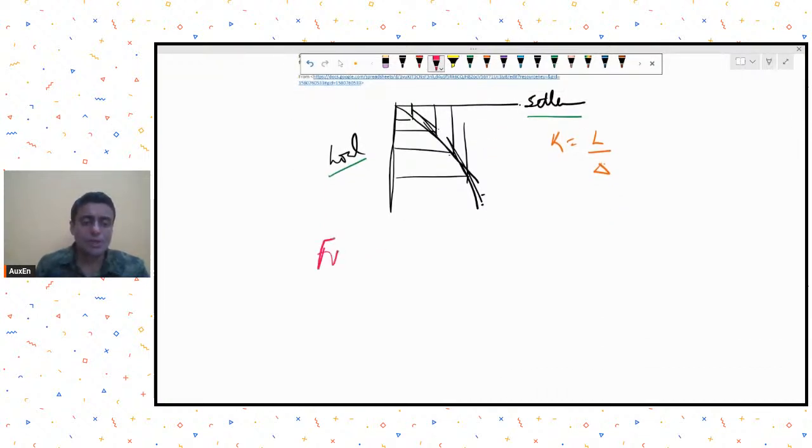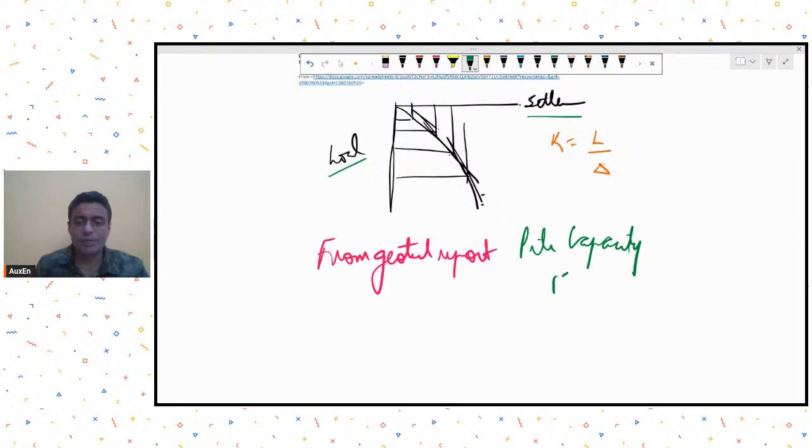From the geotech report, you will get the approximate pile capacity. How will they give you the pile capacity? They will be using the static formula given in IS 2911 part 1 section 2, I think. From there you will get the theoretical pile capacity based on the geotechnical data collected from site. Remember, this is not the actual pile capacity, it is a theoretical pile capacity.